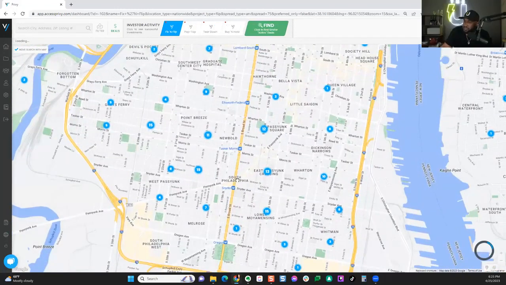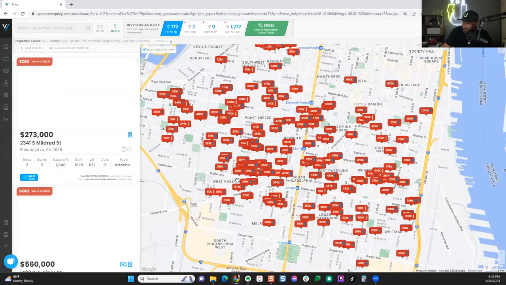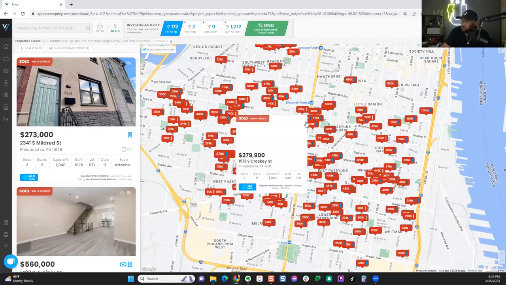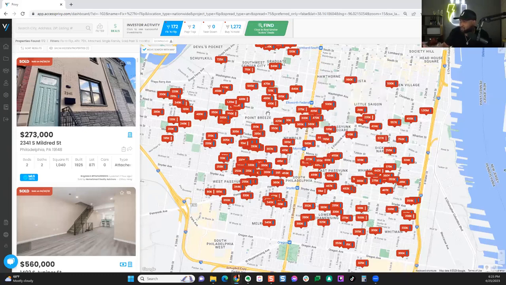Guys, let me know in the comments, man. Are you guys picking up what Benson's putting down right now? Are y'all realizing what's happening right here? How insane this is? Literally, we just drilled down into South Philadelphia. We can literally see the exact neighborhoods that I would need to target to pull data. And I can use this software to create a list.